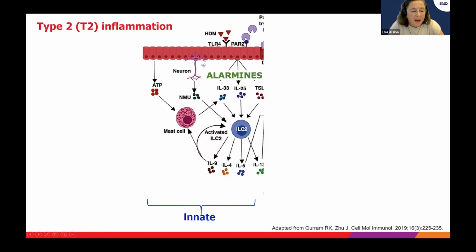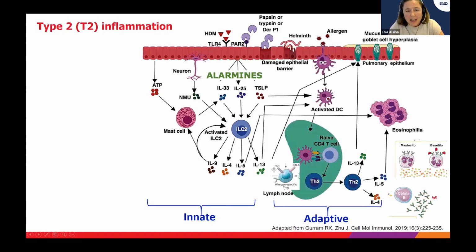So innate responses start from a disruption of the skin barrier that induces the production of alarmins that then activate innate lymphoid cells, ILC2, that will induce the production of cytokines. These particular cytokines will prime dendritic cells upon allergen exposure to be prone to a Th2 response as opposed to, for example, a T regulatory response.